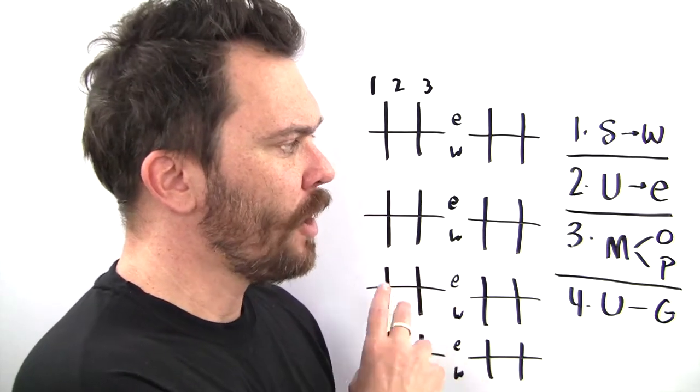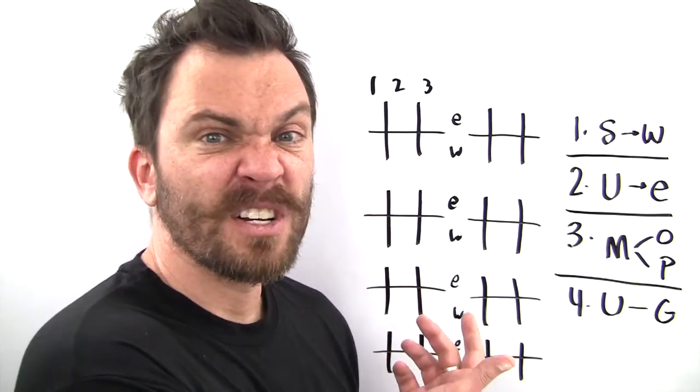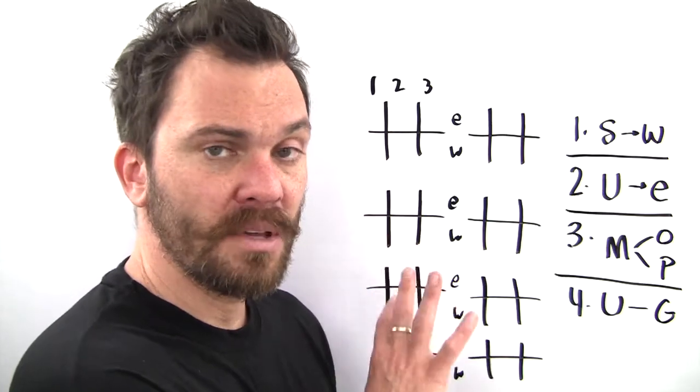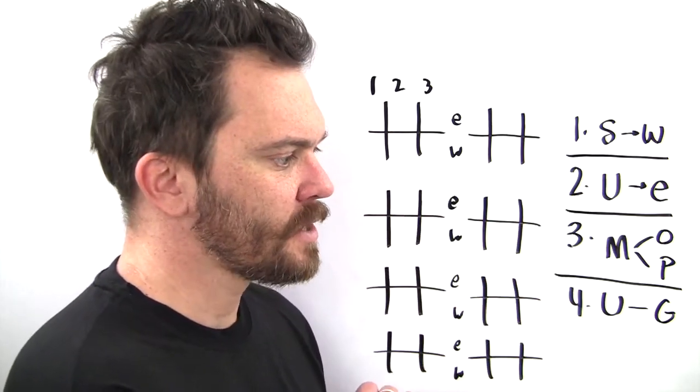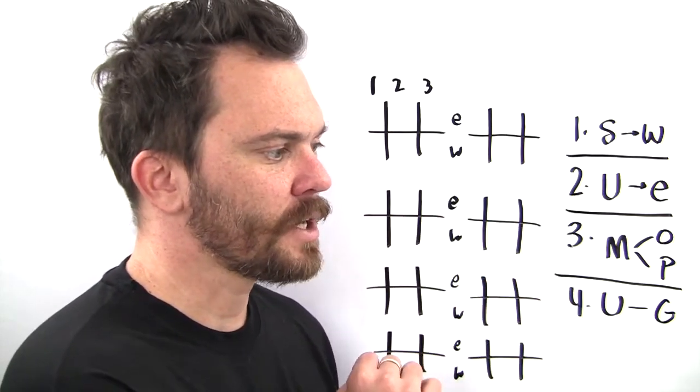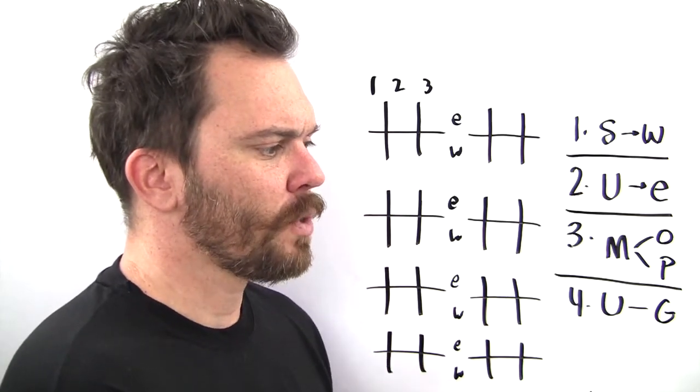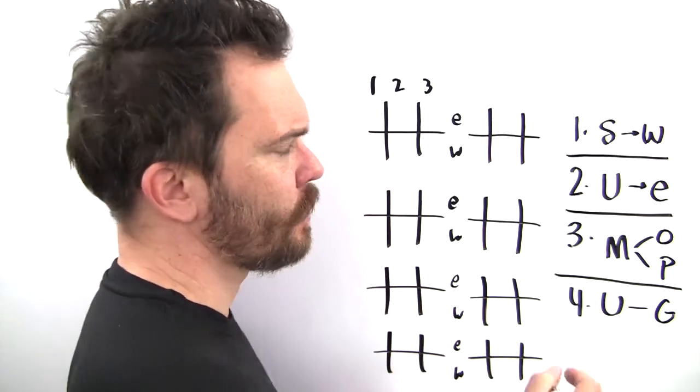M is before both O and P, so M is either first or second, right? O and P are both after. And utilization is before goods. Let's answer questions. Question number 1, if personnel is at 2 o'clock in the West, what has to be true?